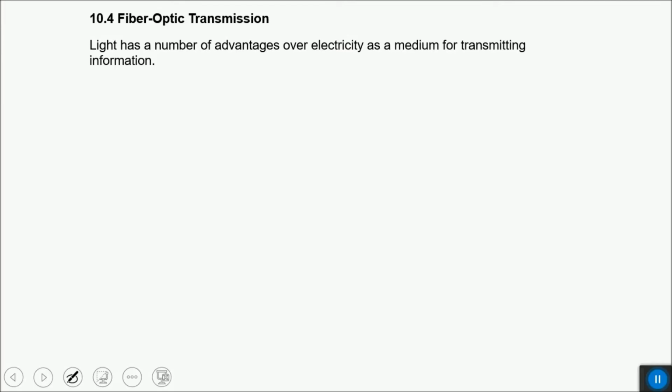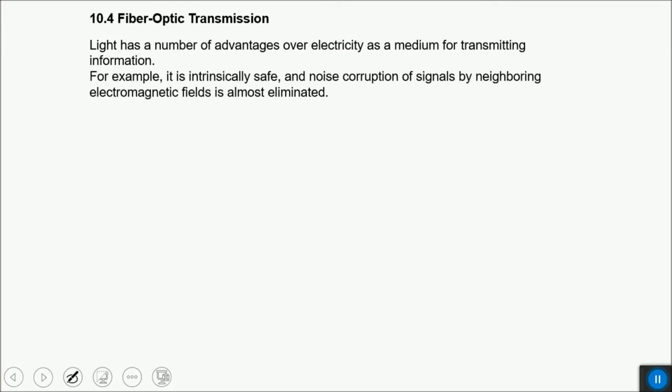But the major thing to note here is that light is used as a carrier of information, not as the medium. And the medium can be an optical fiber or air or vacuum or whatever, but the carrier of that signal is not a pneumatic pressurized air or an electrical signal like voltage or current, but light in case of optical transmission. And light has a number of advantages over electricity as a medium of transmitting information. For example, again, it is intrinsically safe because no one can get an electrical shock by putting its hand in the path of the light.